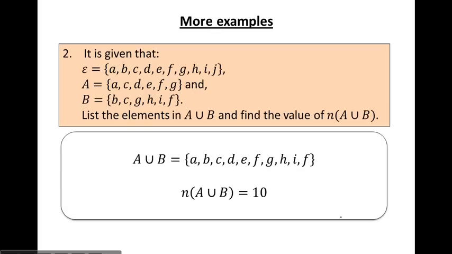Okay, for A union B, you are going to consolidate all the elements found in A and B, and this is your answer. So please check your answers carefully. Make sure you list out all the elements that are stated here, and the number of elements found in A union B will be 10. Alright, so anyone got everything correct? If yes, congratulations. That means you understand the meaning of unions.